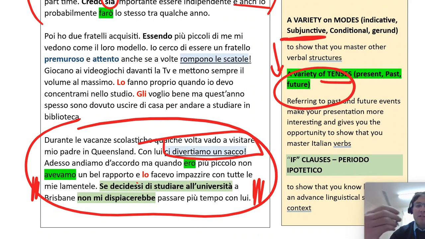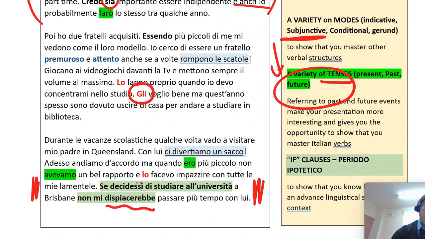If I ever decided to study at university, I wouldn't mind. So this is the condizionale, the conditional tense, to spend sometimes more time with my dad, go to Brisbane to study. The only other thing here is the use of indirect and direct object pronouns. Obviously, this one is an indirect object, "gli voglio bene", while this one is direct. Okay.